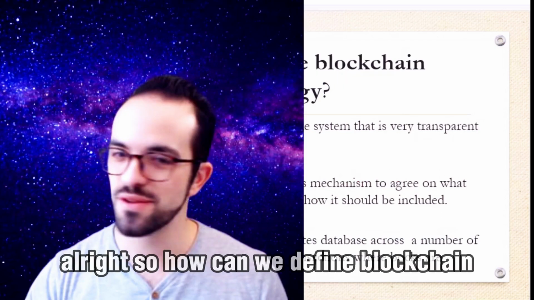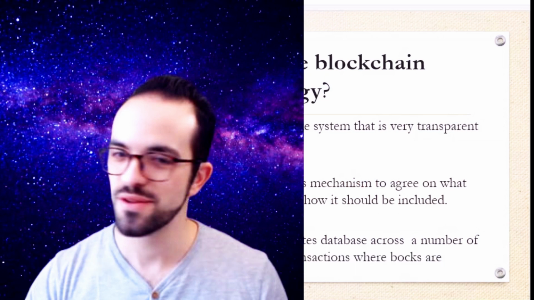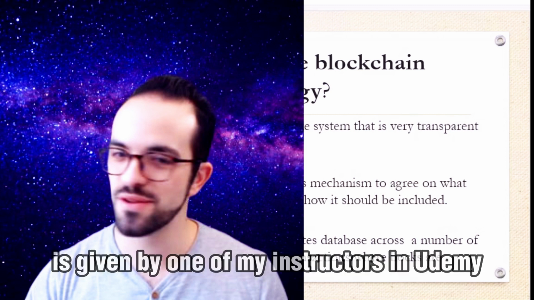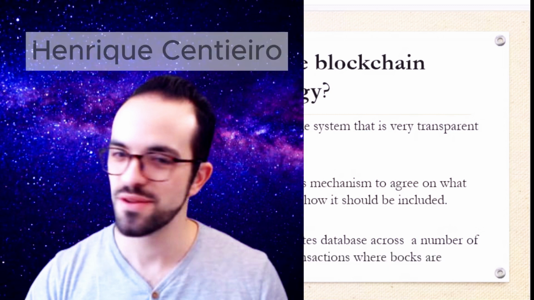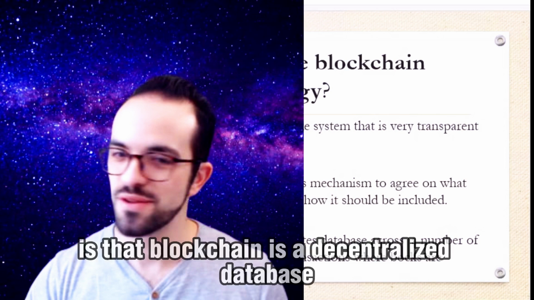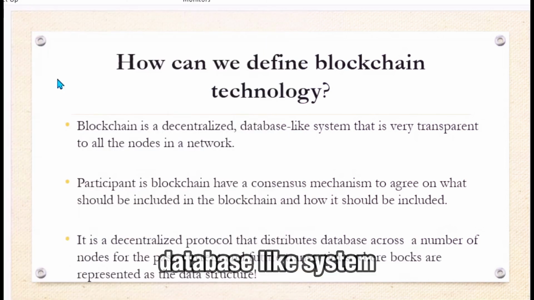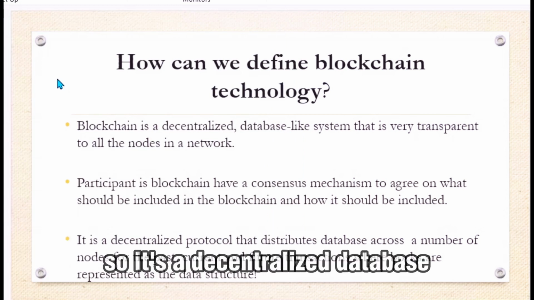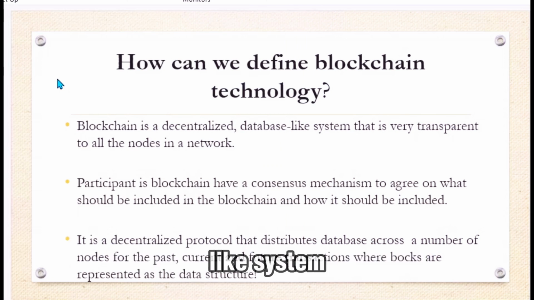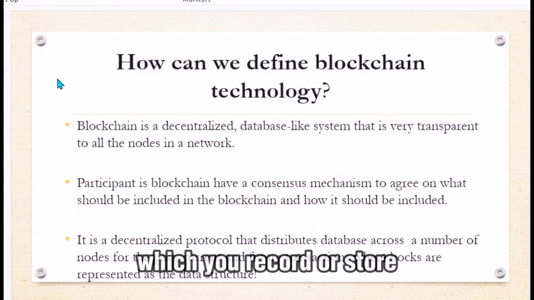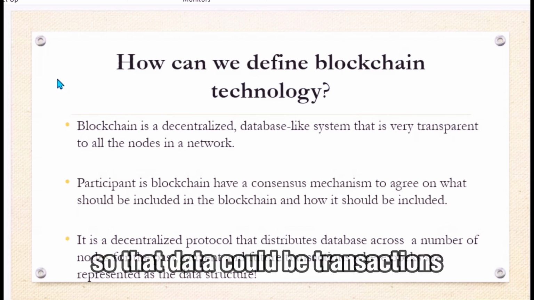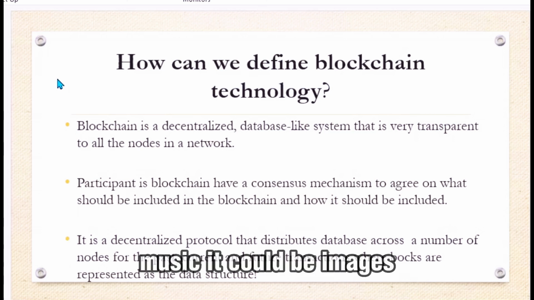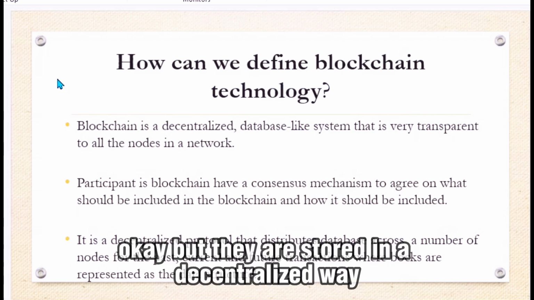Alright, so how can we define blockchain? A simple definition of blockchain is given by one of my instructors on Udemy: blockchain is a decentralized database, a database-like system that is very transparent to all the nodes in the network. The database-like system is a system in which you record or store information or data. That data could be transactions that have taken place, videos, music, or images, okay? But they are stored in a decentralized way, not in one location.